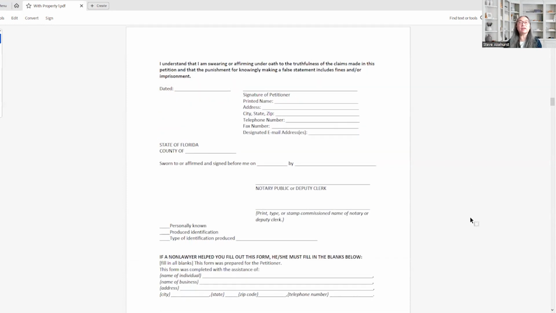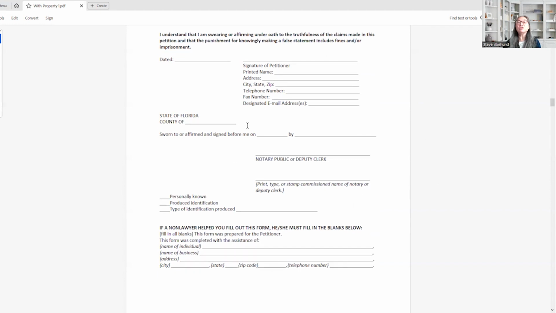Next section is whether you're affirming to the truth. And this form has to be notarized in front of a notary. So do not sign it until you get in front of the notary. Show your ID and then they will notarize it and then you can sign it. So that is make sure that you say you're telling the truth. And it's a petition and affidavit, so you're saying everything you've included in there is the truth.